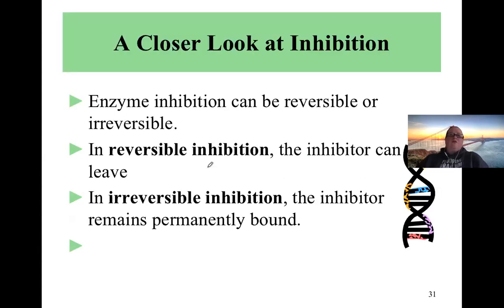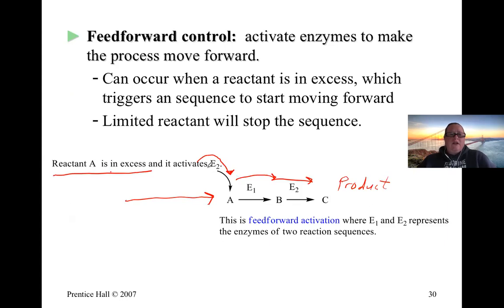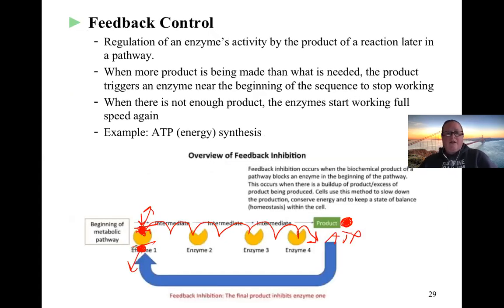So, a closer look at inhibition. Enzyme inhibition can be reversible or irreversible. In the case of ATP here, I think I made a mistake when I said this was irreversible. This is an example of reversible inhibition, because when we need more ATP, whatever is blocking this enzyme from working can stop, and the enzyme can start working again, and we can start making ATP again. So that would be a reversible inhibition.